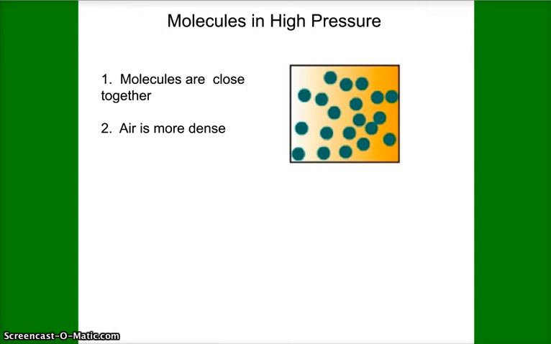Our molecules in high pressure are going to be closer together. Notice they are still a gas though. These molecules are not arranged in organized matter. They're still moving around each other. They're still fairly spread apart from each other, but they're closer together. And in this case, the air is more dense. So the more crowded they are together, the higher the pressure. So that's our first part of our guiding question, is what do the molecules look like in low pressure and high pressure? High pressure just means more air molecules closer together.